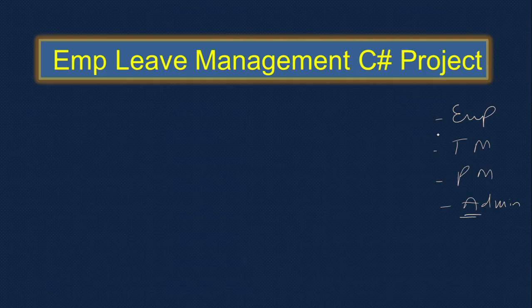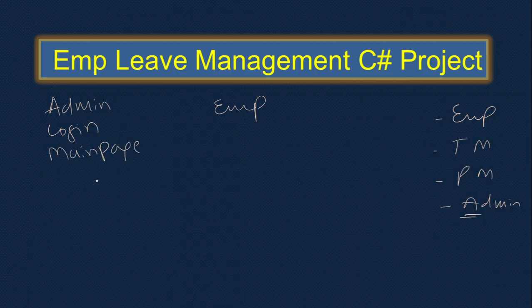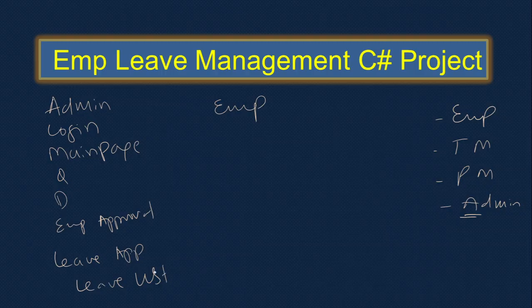So how do we do this? For that you can have two modules: one is the admin module and the other is the employee module. In admin, they can log in and go to the main page. In the main page we provide links to navigate to the rest of the pages. Here you can have qualifications, designations, and then view employee approval, then leave approval, then leave list, which shows what leaves are approved.